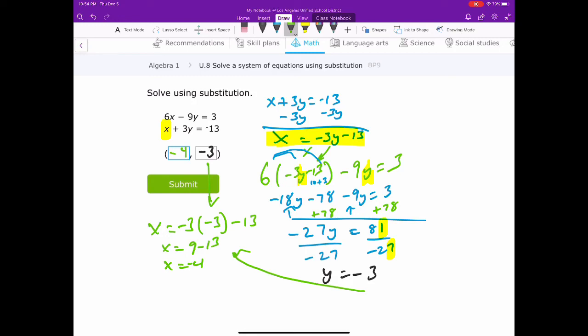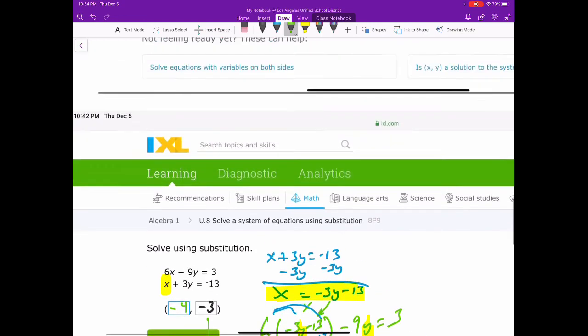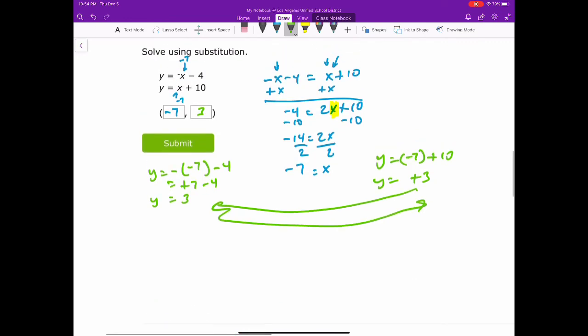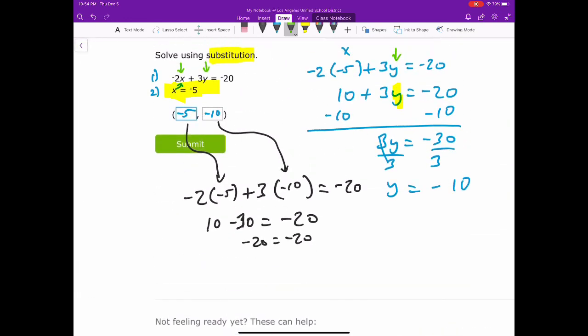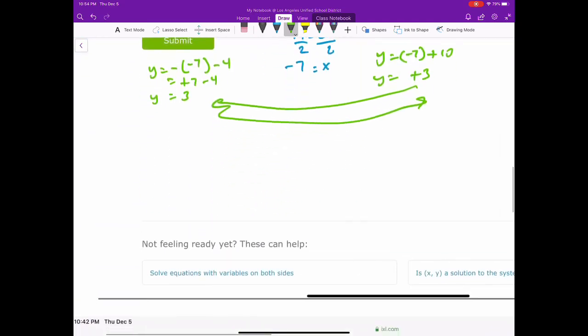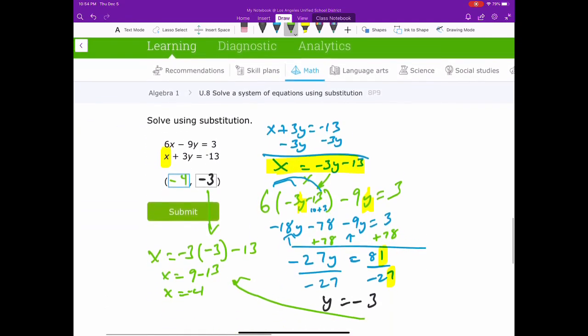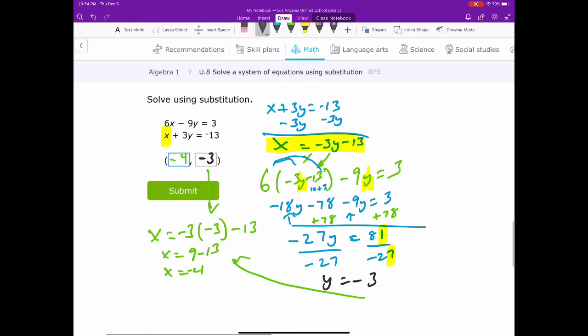So if, when using substitution, one of the variables is not already isolated, just like our problems up here, see, y is alone. In this case, x is alone. We can solve for one of the variables by ourselves. Solve it for ourselves, and then we can plug it in. Easy peasy. All right, thank you.